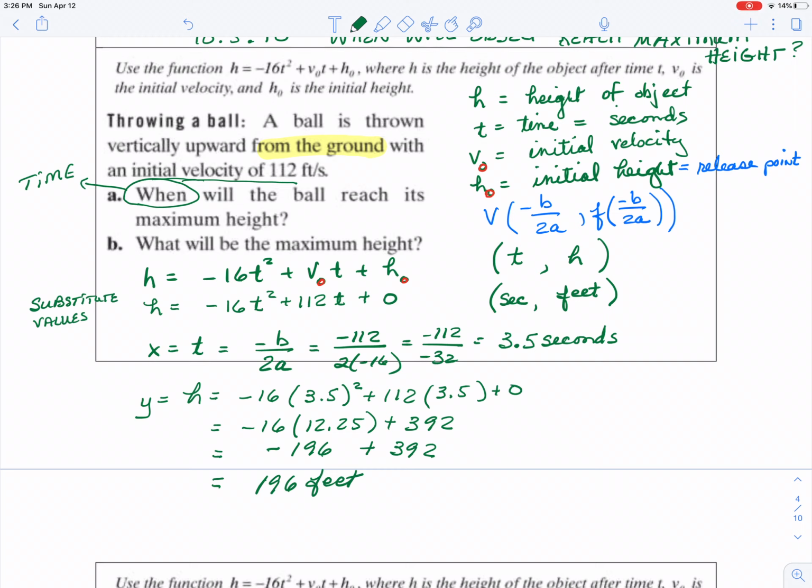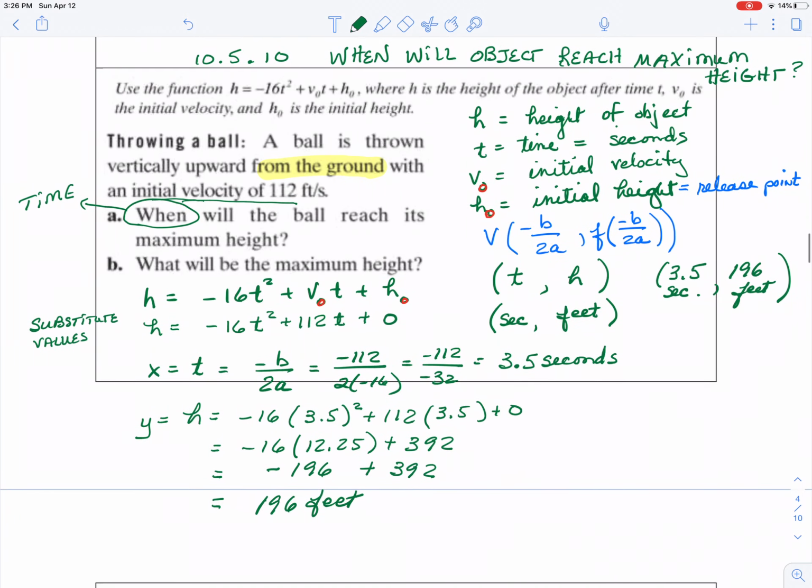All right, so what we've done here is we've answered the question. When does it reach its maximum height? It reaches its maximum height at 3.5 seconds. And at that point in time, how high is it? It's 196 feet high. So I hope that will help you with problems where we're tossing or firing an object and trying to see how long it takes to get to the maximum height and what the maximum height is.